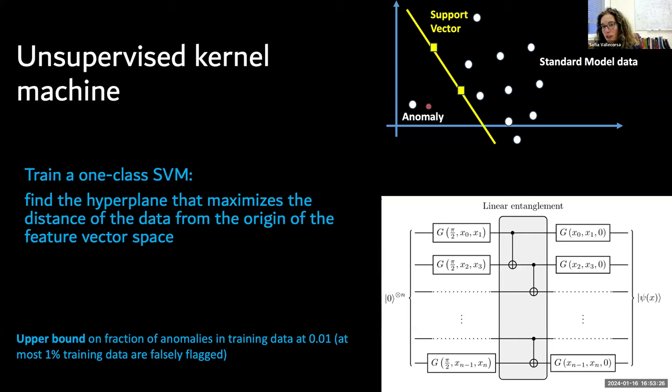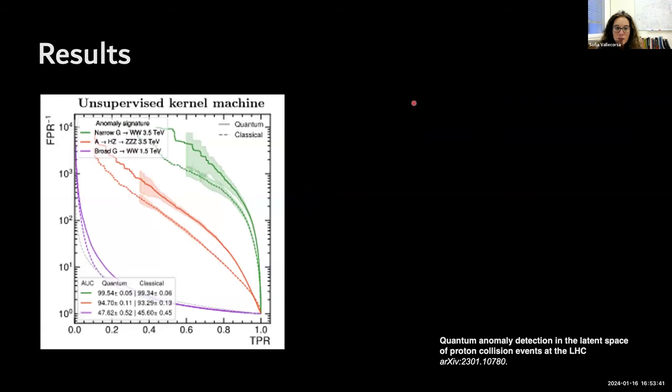Basically, we train by maximizing the distance with respect to the origin in the kernel representation of the data, and we hope that the anomaly falls close to the origin while all the rest is very well separated. If you do that and test it on classical models, you can see that in spite of the very small size of the quantum algorithms, we can do as well or better than the classical cases. Now, better is something we need to discuss, because the comparison here is between a quantum SVM and a classical SVM.